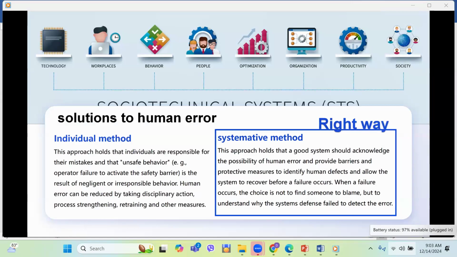Next way is the systematic method. This approach holds that a good system should acknowledge the possibility of human error and provide barriers and protective measures to identify human defects and allow the system to recover before a failure occurs. When a failure occurs, the choice is not to find someone to blame, but to understand why the system's defenses failed to detect the error. We take the second as the correct choice.